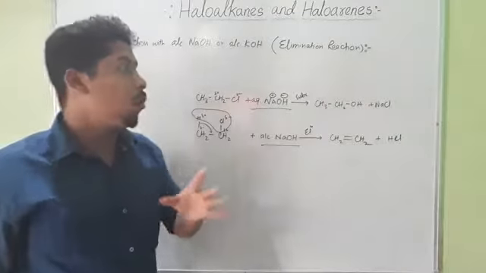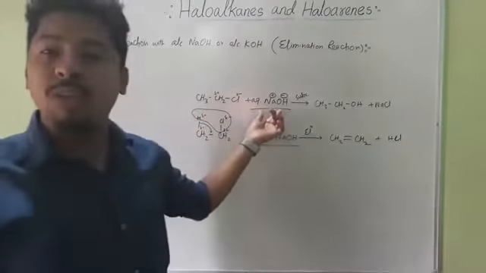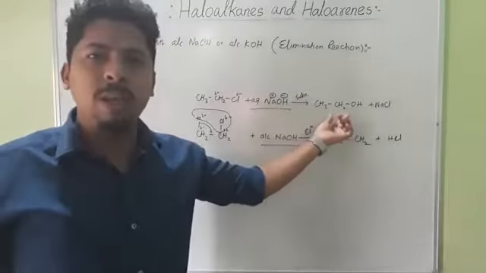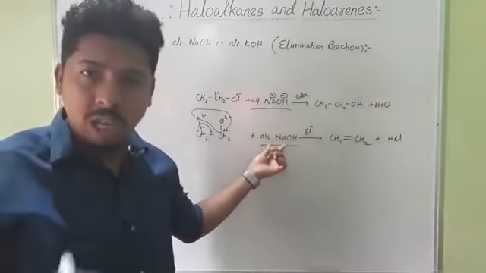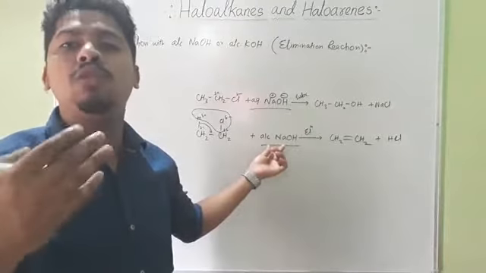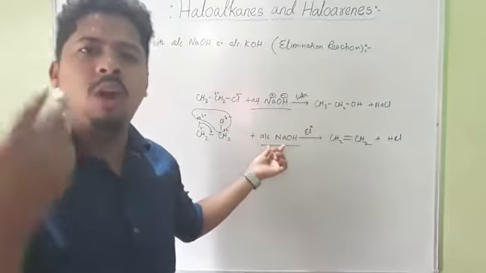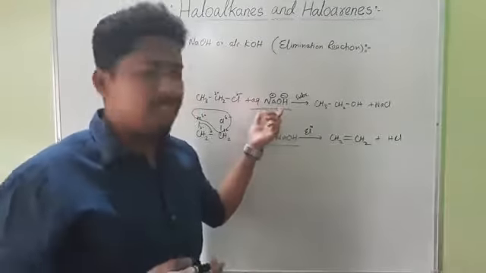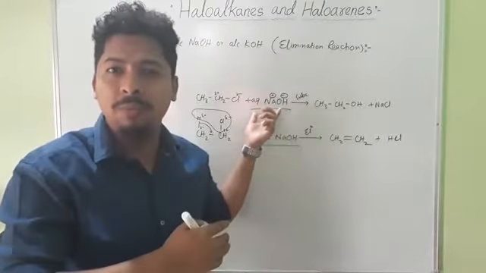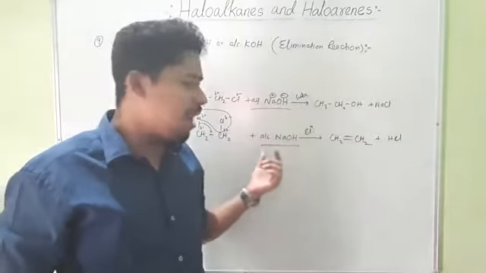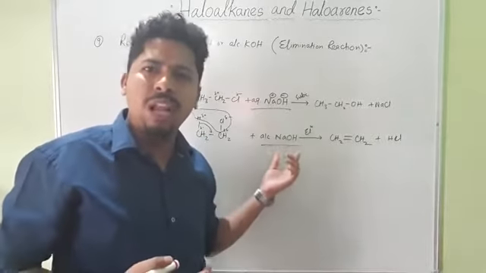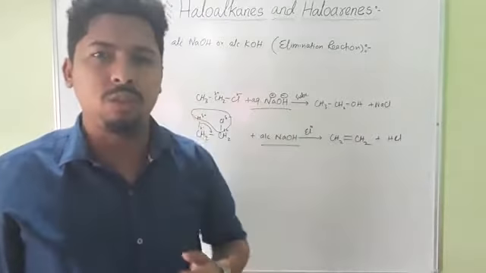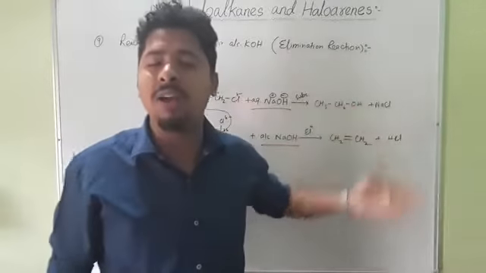Remember, when aqueous NaOH or aqueous KOH is used, we get the substitution product, meaning alcohol. When alcoholic NaOH or alcoholic KOH is used, we get the elimination product, meaning double bonded or triple bonded products. Now the question comes up: why do we get a substitution product with aqueous NaOH, but a double bonded or elimination product with alcoholic NaOH? What is the difference? Why do we get these different types of product?